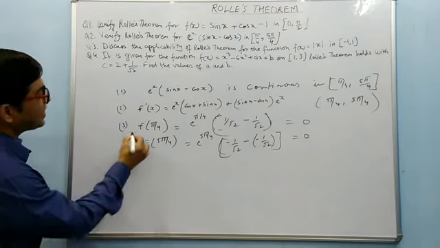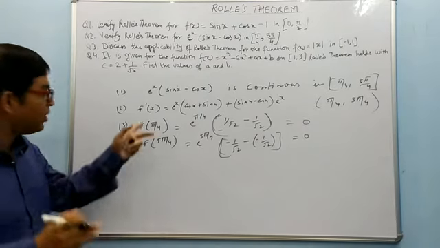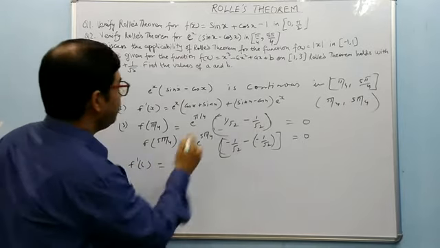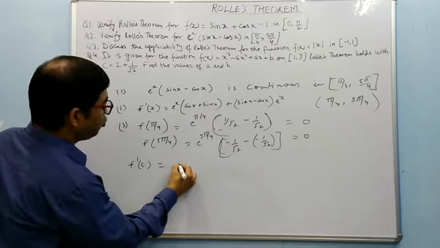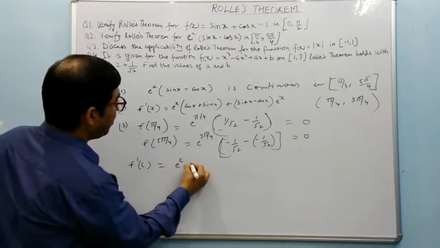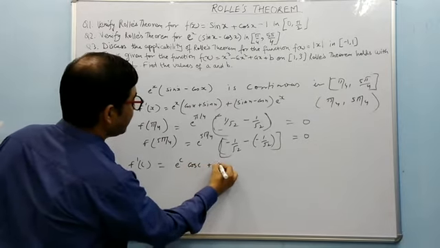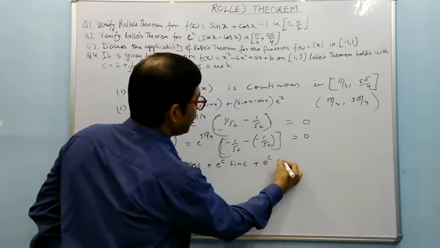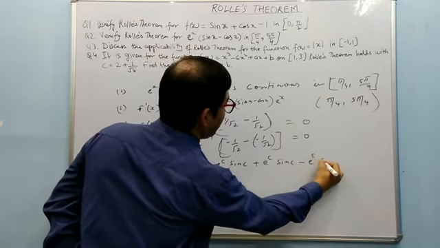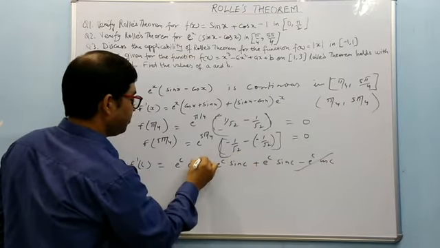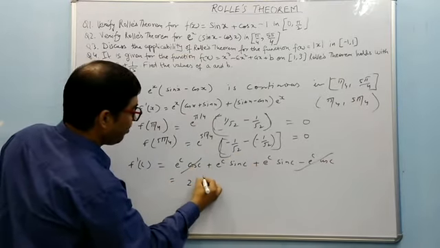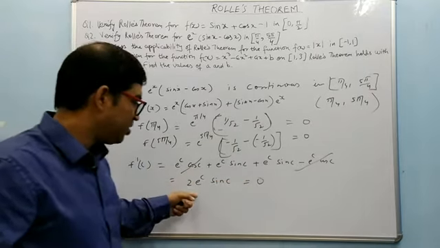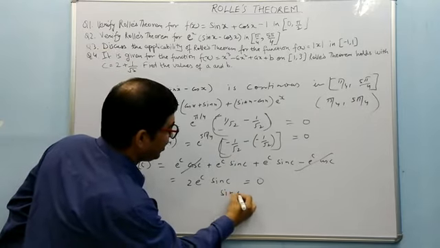Now go for f dash x. F dash x, we got it here. So f dash c will be, on simplification, e to the power c cos c plus e to the power c sin c plus e to the power c sin c minus e to the power c cos c. This is getting cancelled. So what you are left with, 2 e to the power c sin c is equal to 0. As e to the power c is not 0, we can write just sin c is equal to 0.